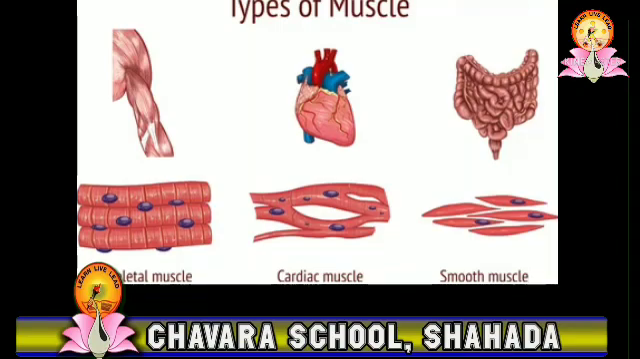Next is unstriated muscles. These muscles are not under our control. Movements like the passage of food in the alimentary canal, for example, are caused by the contraction of the unstriated muscles in the intestinal wall. Some muscles are composed of slender and tapering cells. Muscles of the iris in the eye and in the urinary bladder wall are also unstriated muscles or smooth muscles.